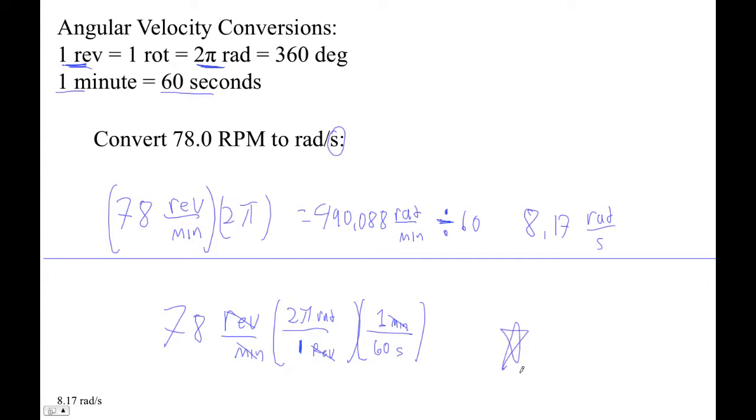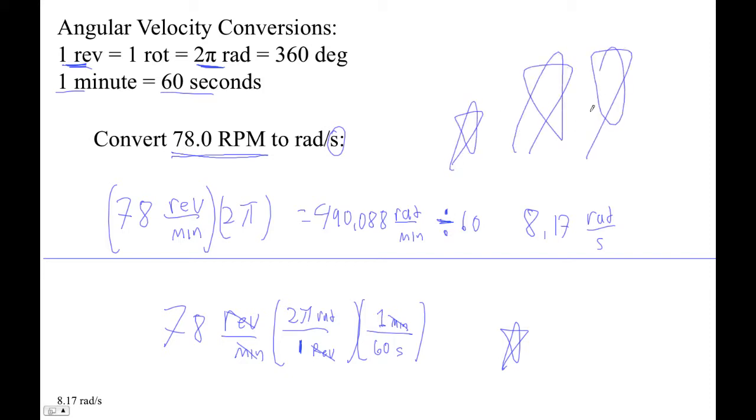I hope that helps. You'll do that a lot. We can't really do anything with RPMs, really. So if you have RPMs, turn them into radians per second. This is how you do it, okay? This is the most important conversion. And you get RPMs all the time.